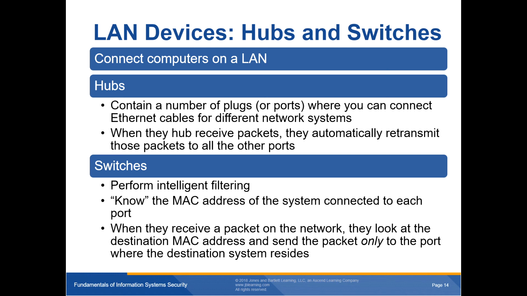Switches perform intelligent filtering. They know the MAC address of the system connected to each port, and when they receive a packet on the network, they look at the destination MAC address and send the packet only to the port where the destination system resides. So they are able to define broadcast domains where only data goes to the domain that it's supposed to go to. That subnet, data is broadcast to that subnet and nowhere else.